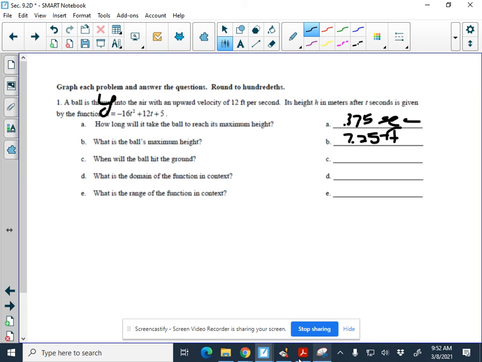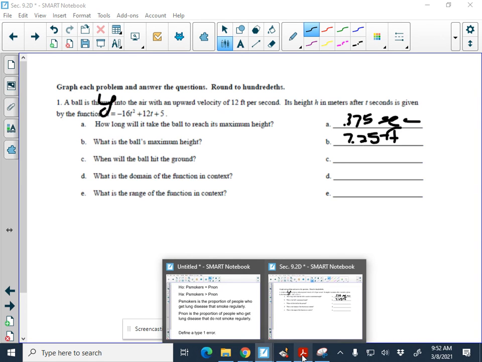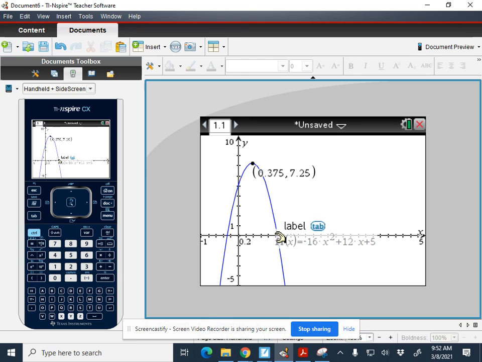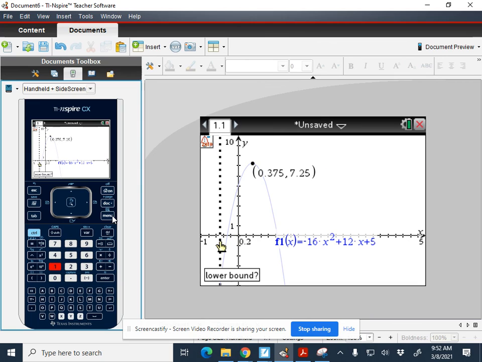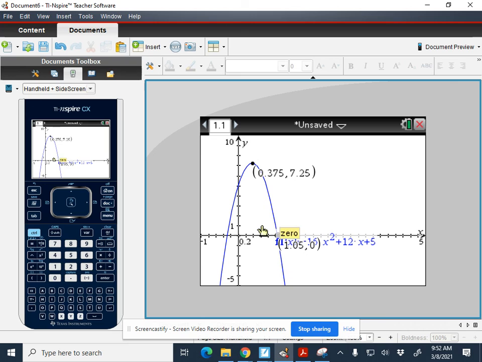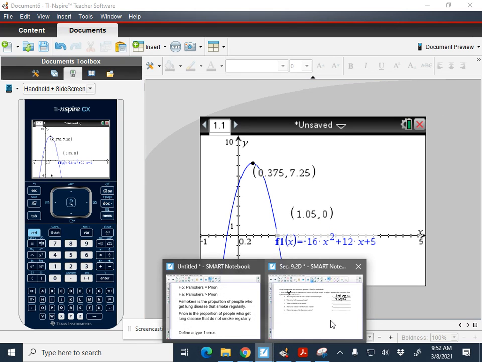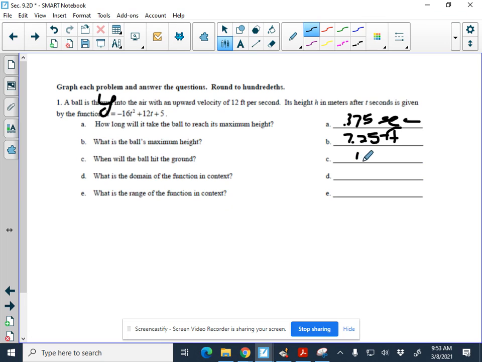But now when will it hit the ground? It hits the ground over here. Well, we have to find out when. So we're going to go menu 6, 1. We're going to find what we call a 0. Click here and drag it over till that 0 shows up. And it looks like it hits 0 at about 1 second. 1.05 seconds.